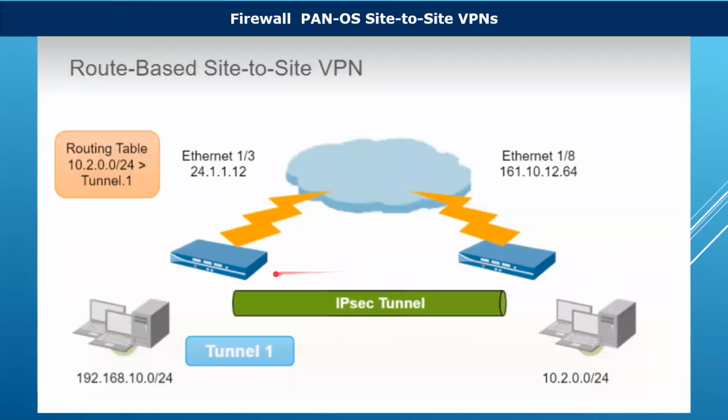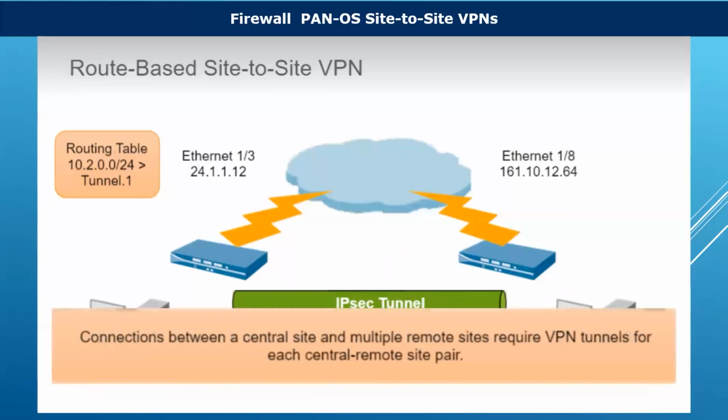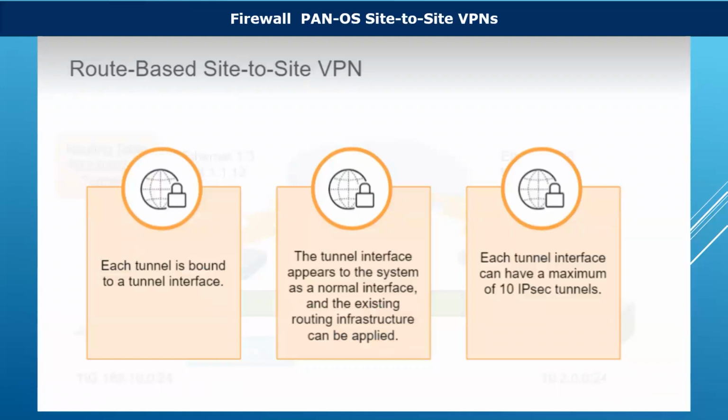So guys, you can see we have these two firewalls. Okay, both have public IP addresses. Over these public IP addresses, we are creating the IPsec tunnel, right? So with the help of this, our private IP addresses are able to communicate with each other, right? So basically, guys, whatever tunnel we are using now, that tunnel is bound with the tunnel interface.